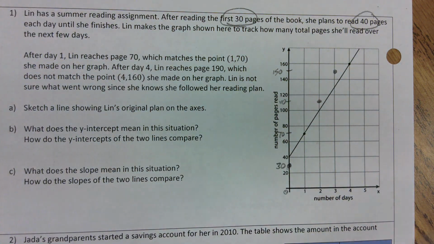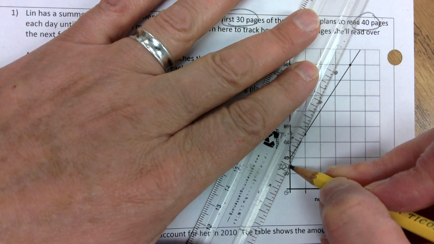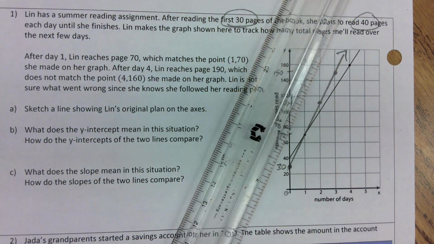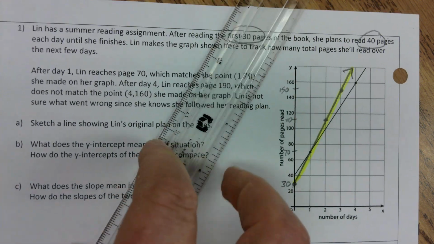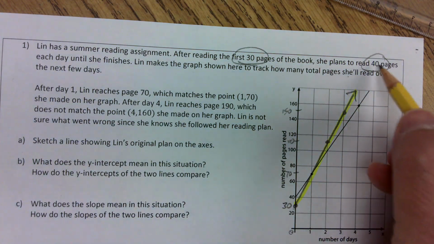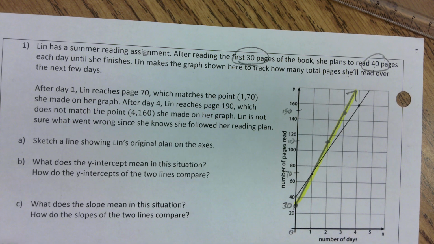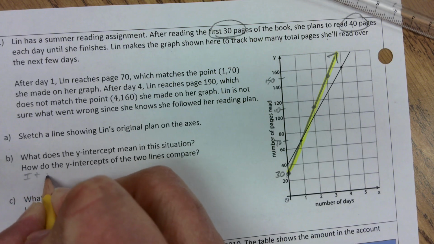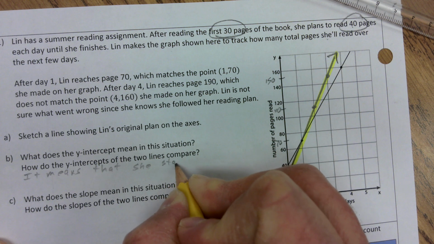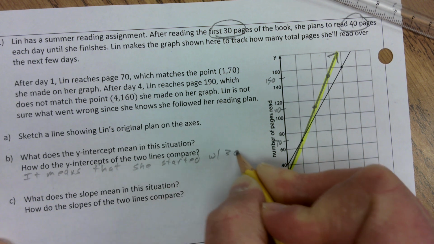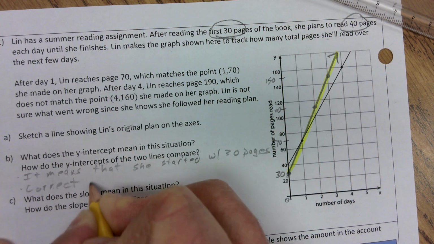So we can see that her actual correct line is steeper than the original line she drew. And the reason it's wrong is because she flip-flopped her numbers right here. She started at 40 rather than starting at 30, and then she went up by 30 instead of going up by 40. What does the y-intercept mean? It means that she started with 30 pages. How do they compare? Correct line is steeper. Easy peasy.